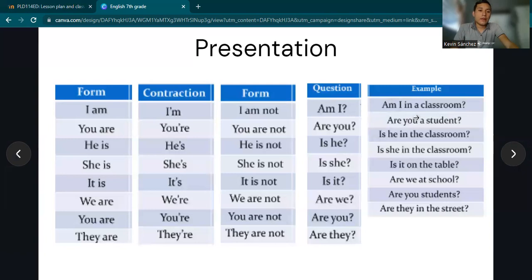Then we have an example here. Am I in a classroom? Are you a student? If you say you are a student, that's an affirmative sentence. So in order to make this a question form, you need to put the auxiliary first. Is he in the classroom? Okay. So we have here the examples. Let's continue.